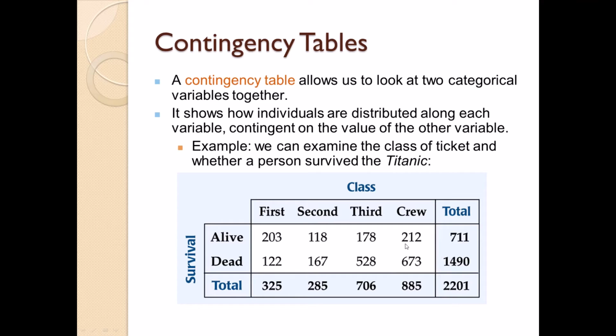We can even drill down deeper and look at things that were, what's the word I'm trying to think of? Conditional. So I could restrict my view to just third class passengers. And so if I was interested in how many of them lived, it would be 178. If I wanted the probability of living or the proportion, it would be 178 out of 706. So a lot of things we could do with this.